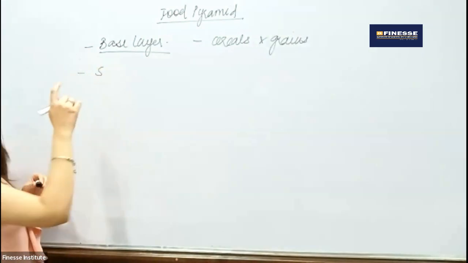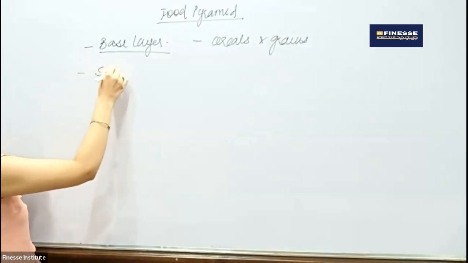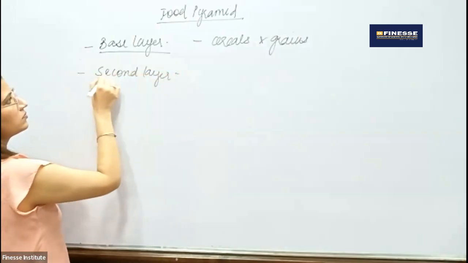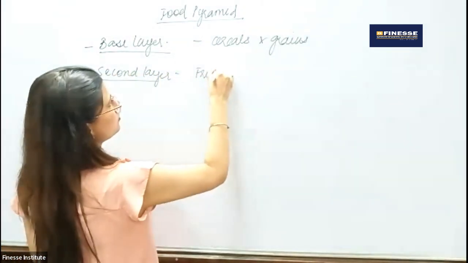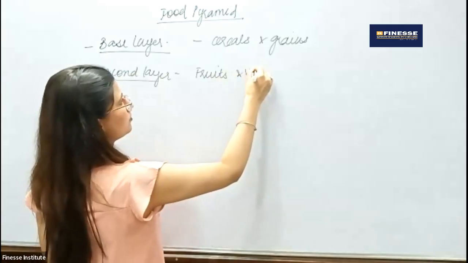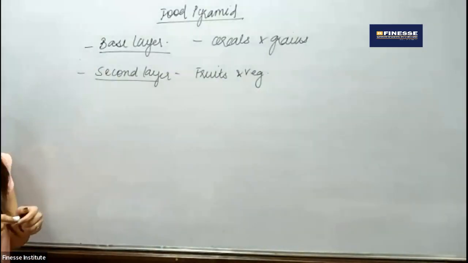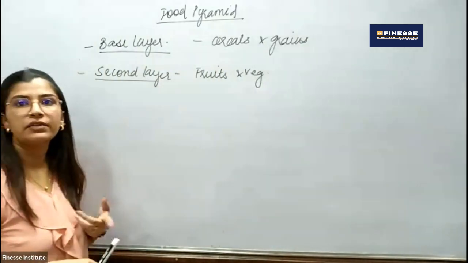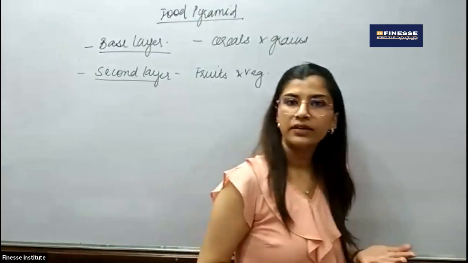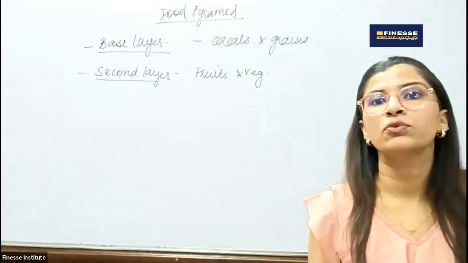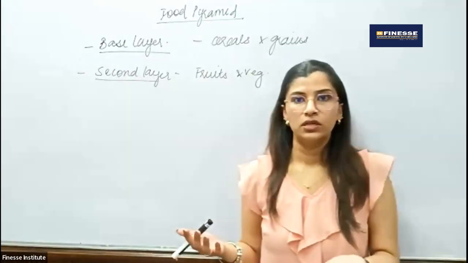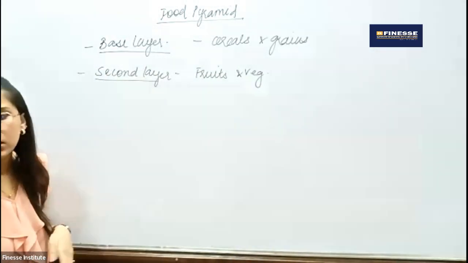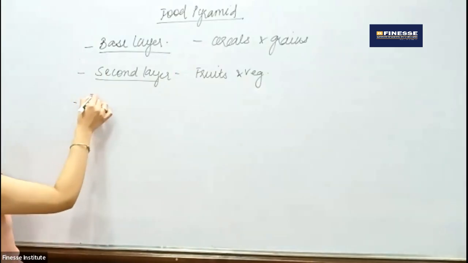Second layer में जो आती है इसे हम second layer बोलते हैं. The second layer is of fruits and vegetables. Okay, so the second layer होती है ये fruits and vegetables की होती है. It supplies vitamins, minerals, fibers, antioxidants. Okay, we have to consume fruits and vegetables in more amount. Okay, so सबसे ज्यादा हम cereals consume करते हैं. After that, we should consume fruits and vegetables. Then there is the third layer.